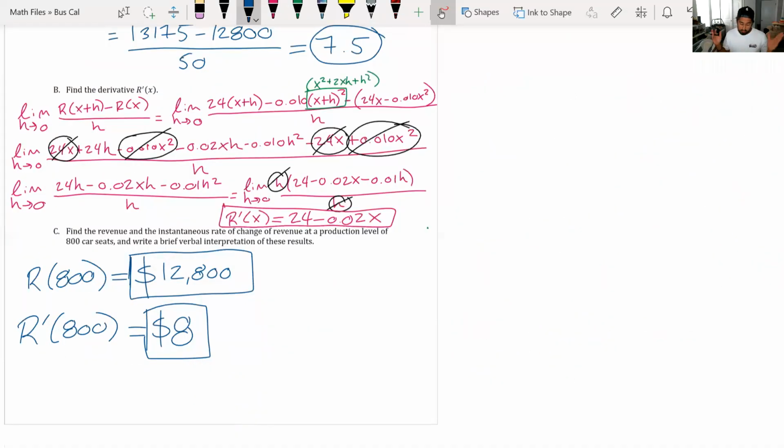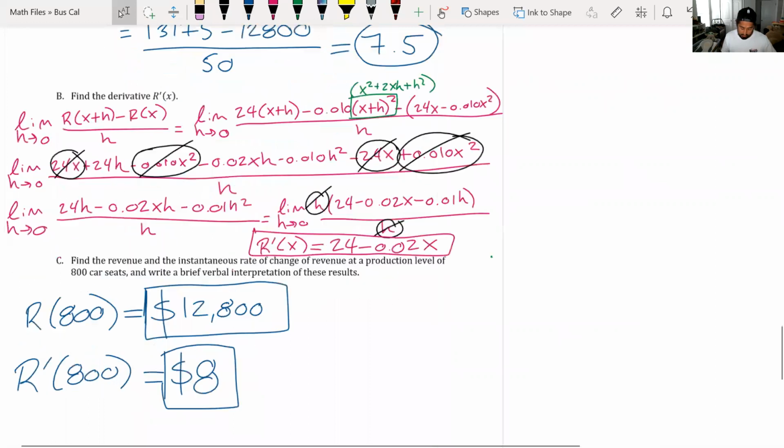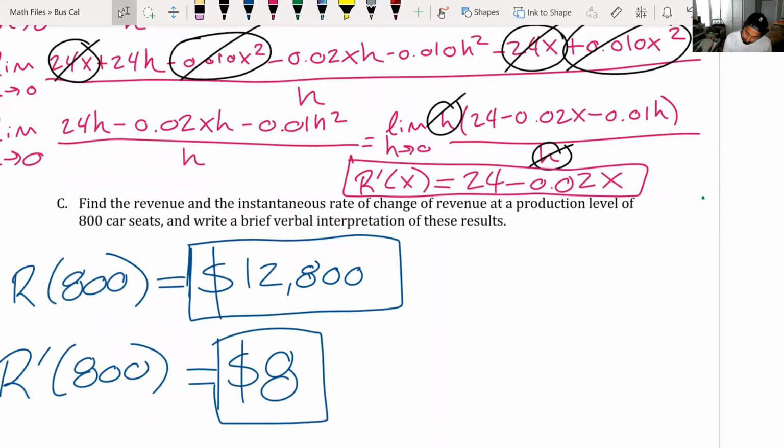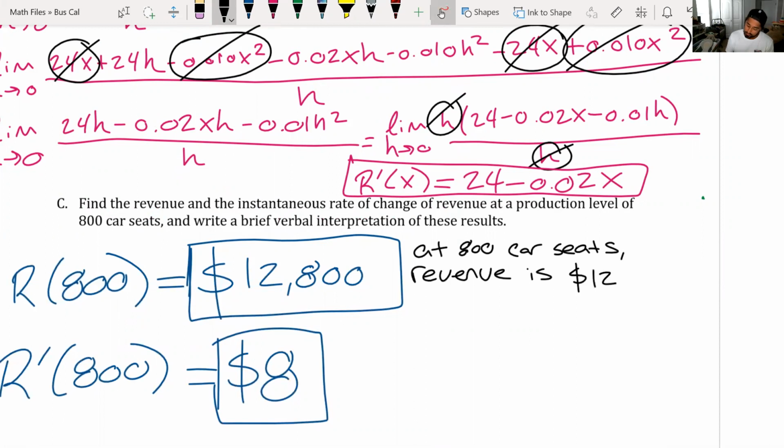Okay. What do they mean, right? Well, fair enough. For the first one, this means that at 800 car seats, revenue is $12,800. That one's easy to interpret. The next one is the derivative. So remember, whenever you are interpreting these and you're looking at the derivative, always think of slope. I always think of slope.